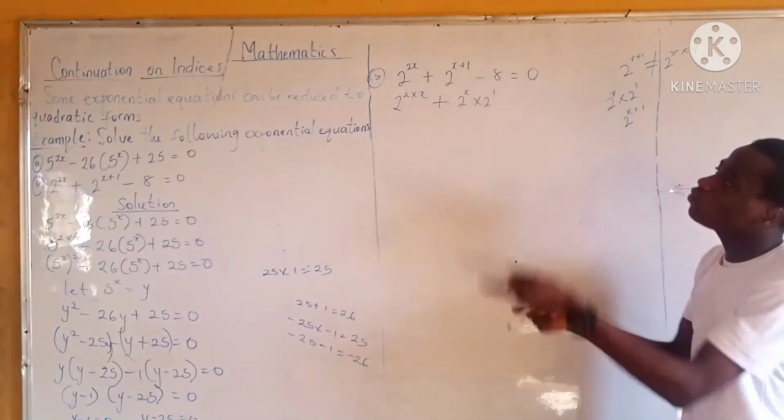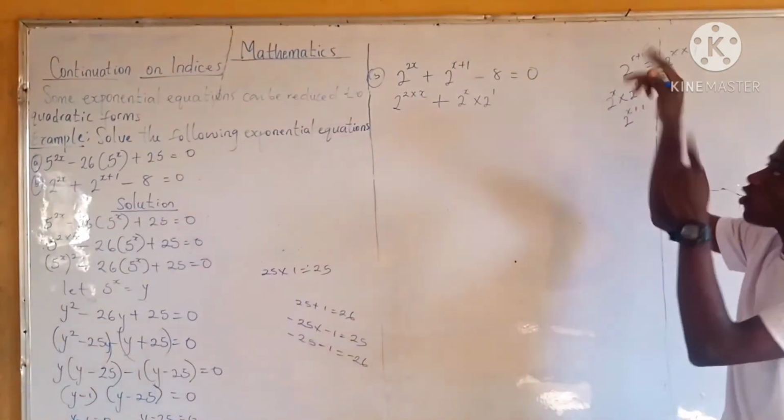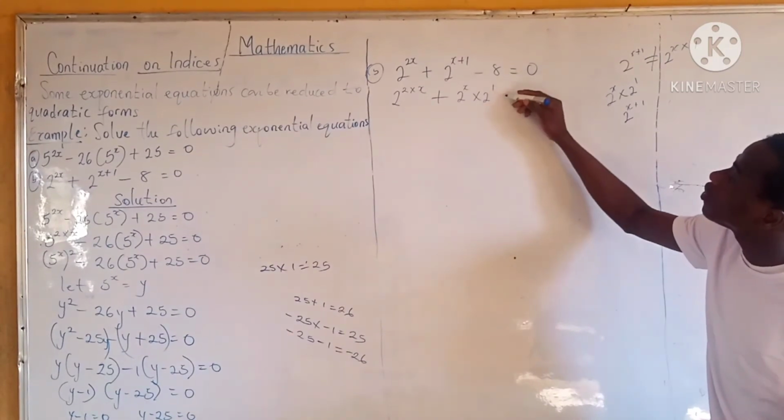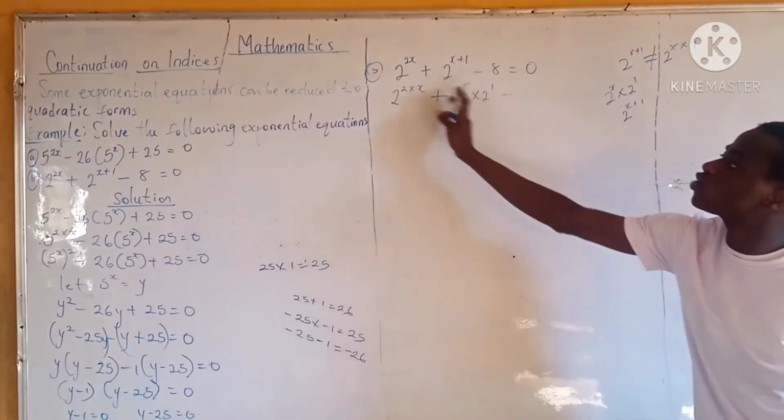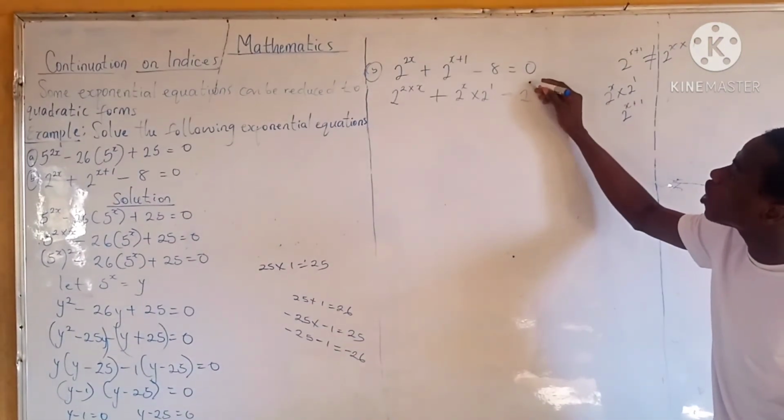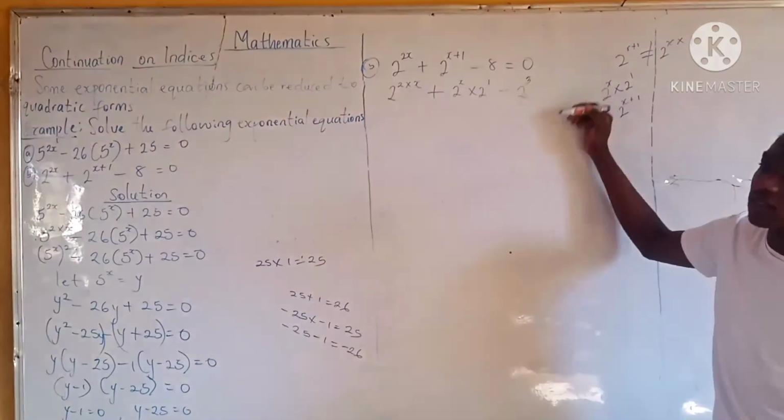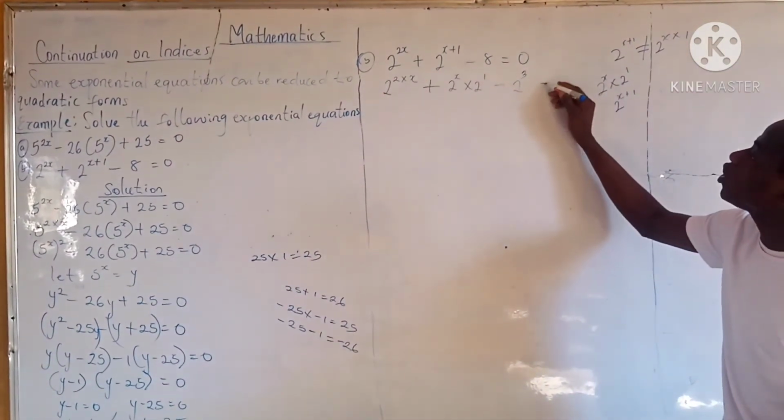So I don't want this number here to go back to what? First law of indices. Then minus 8. You can say everything is in base 2, so you can say 2 raised to power 3. You know that 2 raised to power 3 is 8. That is 2 times 2 times 2. Then all equals 0.